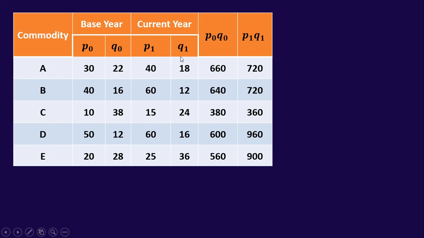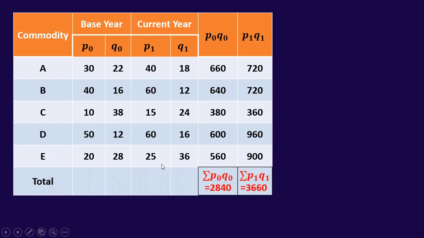Next column P1 Q1. These are values for P1, these are values of Q1. We take their product: 40 into 80, 720; 60 into 12, 720; and we prepare this column. Now we require summation P0 Q0. We add all these values and we get summation P0 Q0 is equal to 2840. We require summation P1 Q1. So we add all these values and we get summation P1 Q1 is equal to 3660.